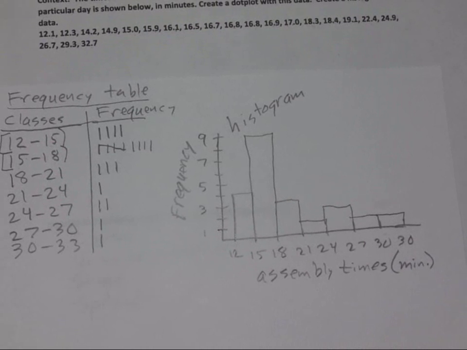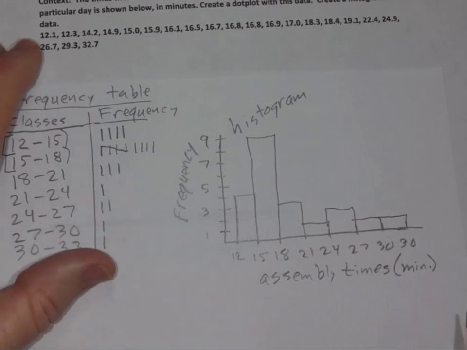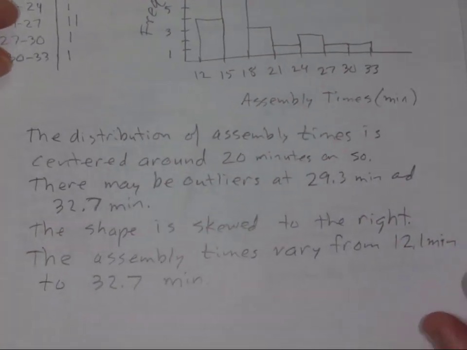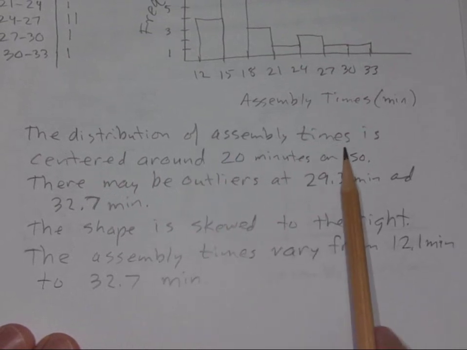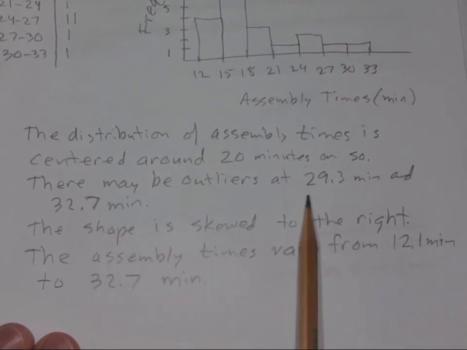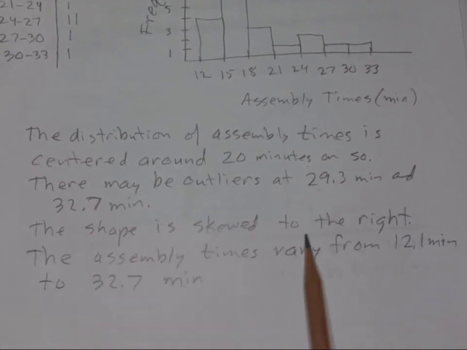And then lastly, it's spread. You could just say, well, the numbers vary from 12.1 to 32.7. So let me show you that paragraph. So in regards to this data set, this is the paragraph that I would write if I was asked to describe a distribution. So as to describe a distribution, I have to CUSS. And I would just say the distribution of assembly times, always mention the context, by the way, is centered around 20 minutes or so. So that would take care of the center. There may be outliers at 29.3 minutes and 32.5 minutes. So that's the unusual values or outliers. The shape is skewed to the right. And then lastly, the assembly times vary from 12.1 to 32.7, so that describes the spread.